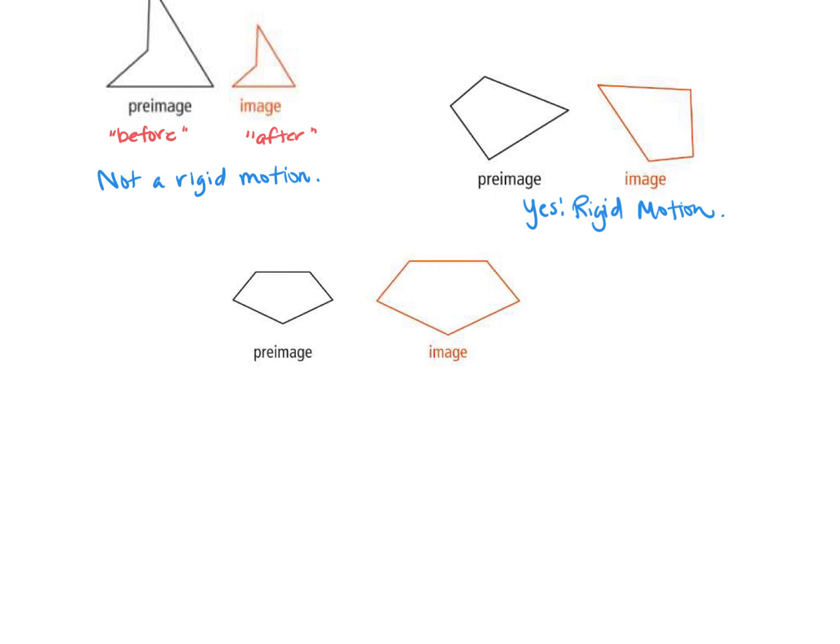The angle measures, however, do appear to be the same, but a rigid motion will preserve the length and the angle measure. So since the length changed on this one, this is not a rigid motion.